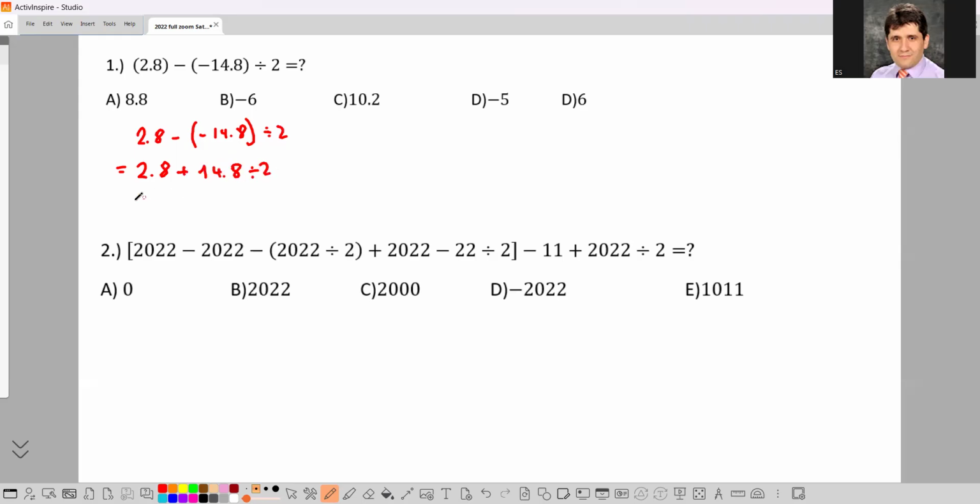14.8 divided by 2. That is 2.8 plus 14.8 divided by 2, that's 7.4. And when you add that up, you get 8 and 4, it's 12, 2 carry 1. And 2 and 7, that's 9, and 1 makes 10. 10.2. Right, what about the second exercise?